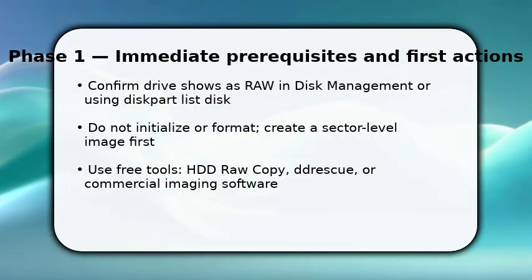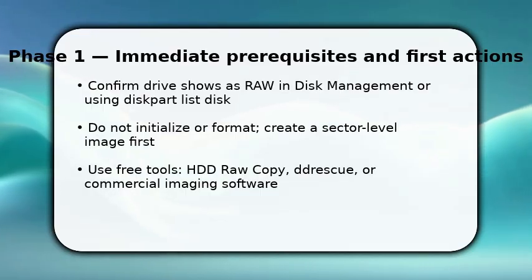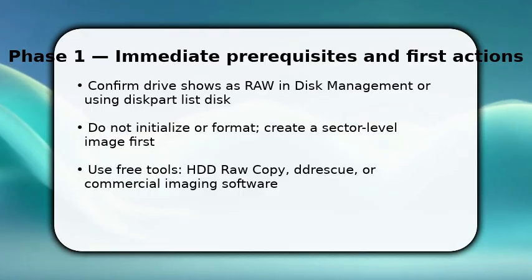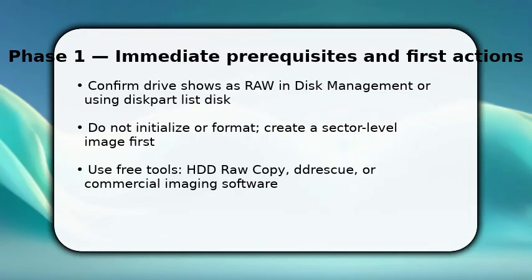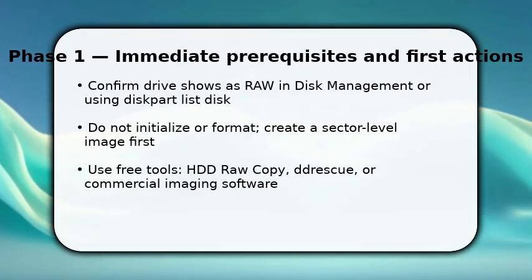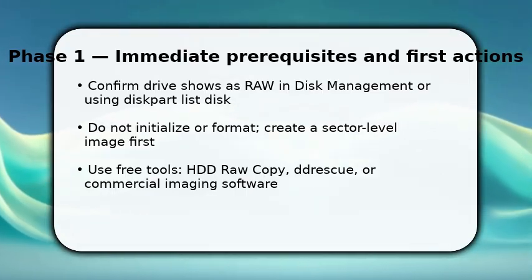Next, make a raw image of the whole disk. This preserves sectors and lets you work safely. Use HDD Raw Copy or ddrescue for a sector-by-sector image. It may take hours, but that buys you recoverability. Once the image exists, you can perform repairs on the copy, not the original, to avoid losing files.